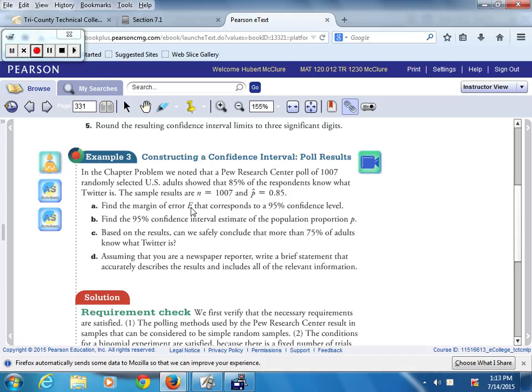It says find the margin of error that corresponds to a 95% confidence level. Find the 95% confidence interval estimate based on the results. So go ahead and do A. Find the margin of error using that formula.